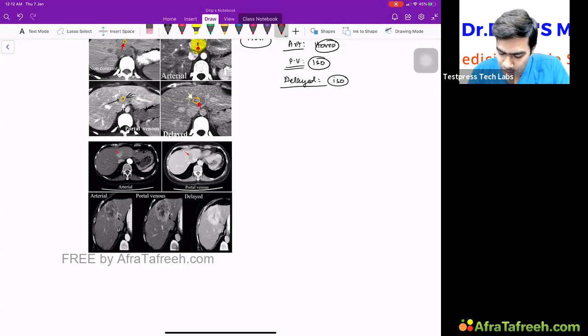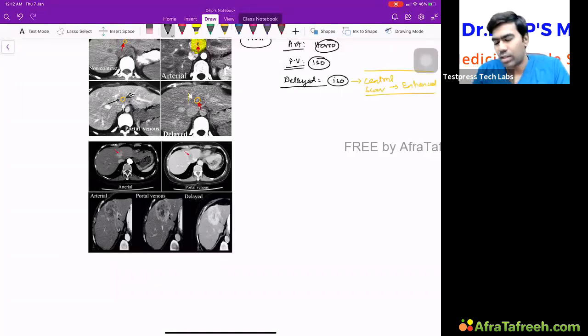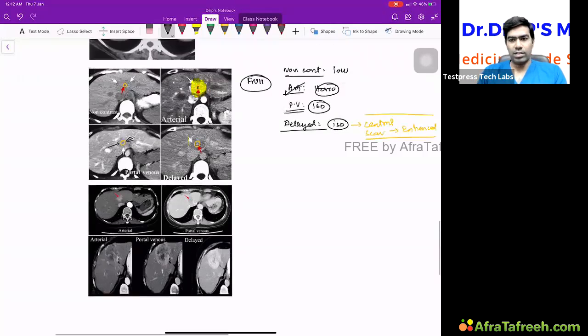But this is the time when the central scar will actually become enhanced. So in the delayed phase, the central scar will be enhanced. Clear? So typically the tumor enhances in the arterial phase, but the central scar enhances in the delayed phase. This is very characteristic of FNH. These are the two take-home points I need you to know. The tumor except the central scar enhances in the arterial phase, and the central scar enhances in the delayed phase. So these are the two points that you need to know about FNH.